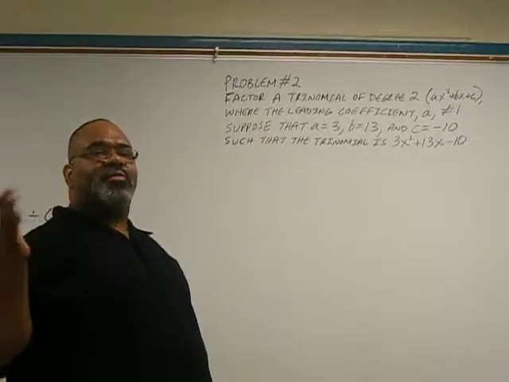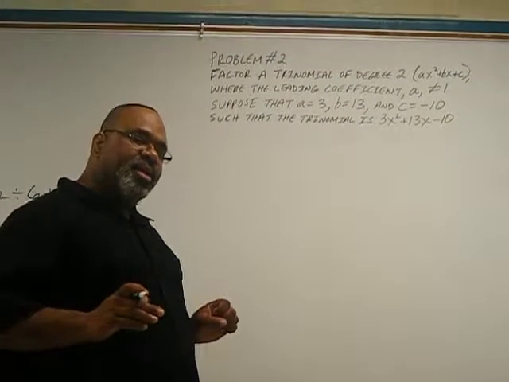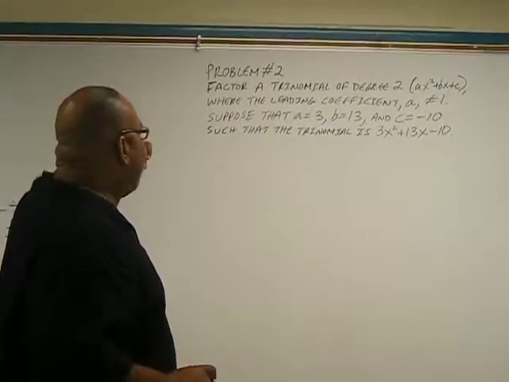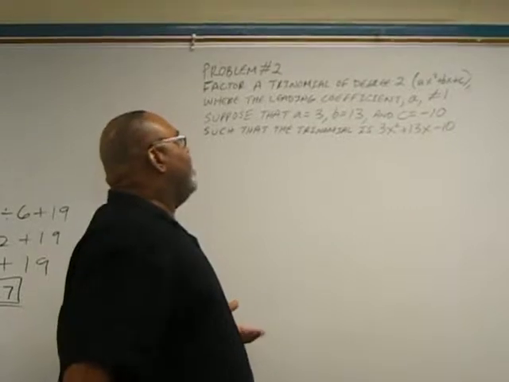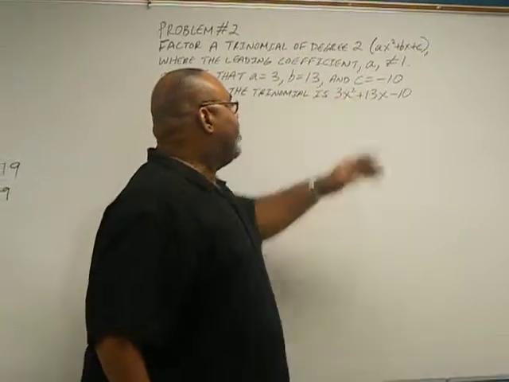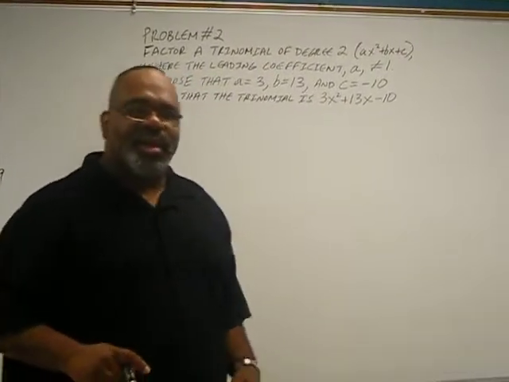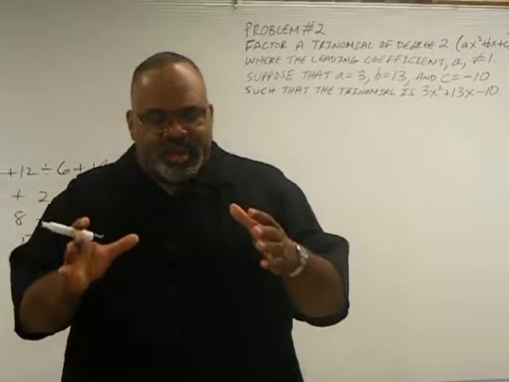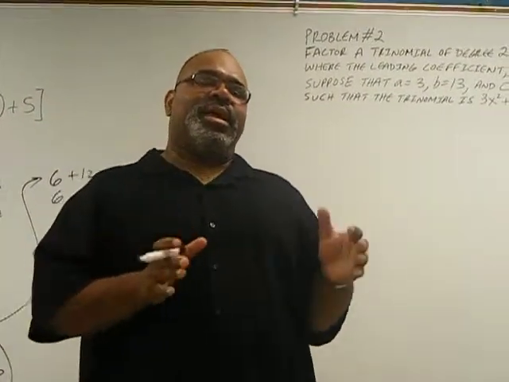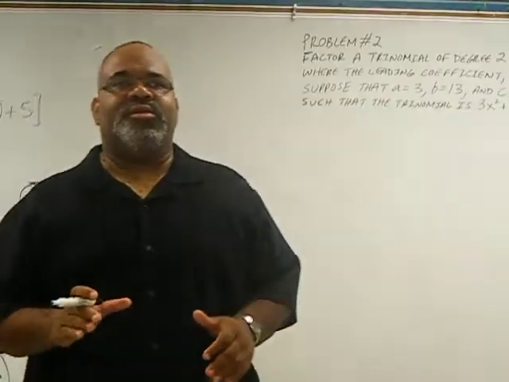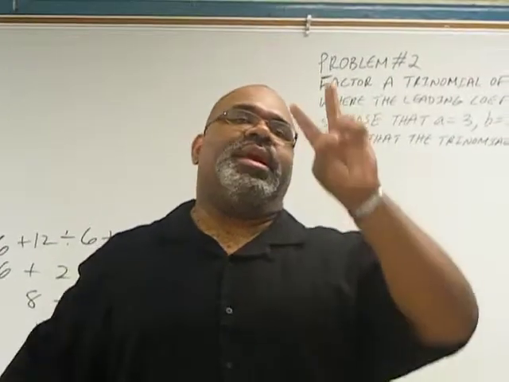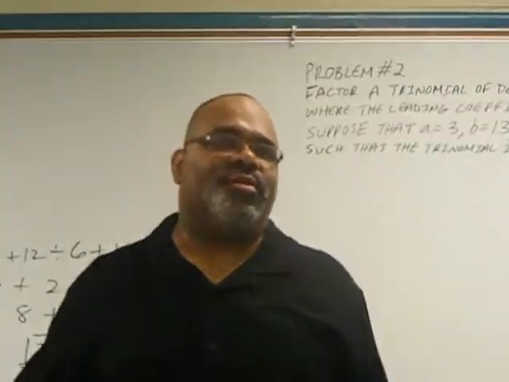Again, trinomial has 3 terms, so tri being the base of that, we're keeping that in mind. Now, suppose that a is 3, b is 13, and c is negative 10, so the trinomial will look like 3x squared plus 13x minus 10. The objective here to factor the trinomial is to essentially decompose the trinomial into a product of a set of binomials, which are going to be 2-termed expressions.